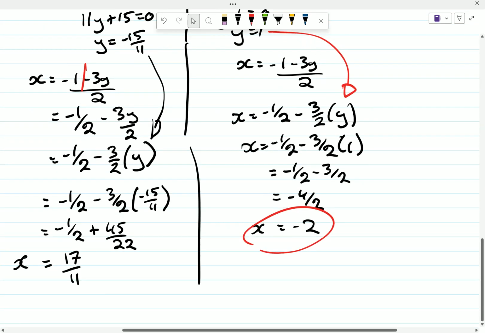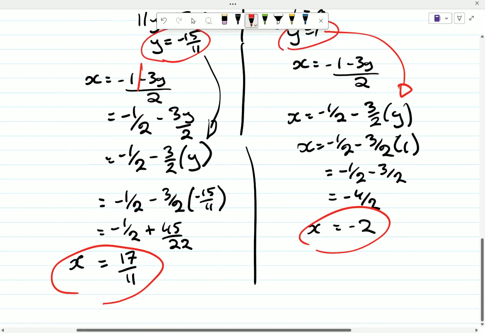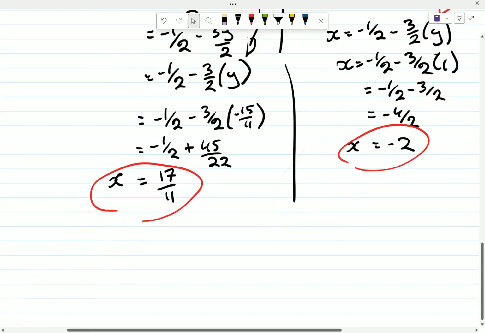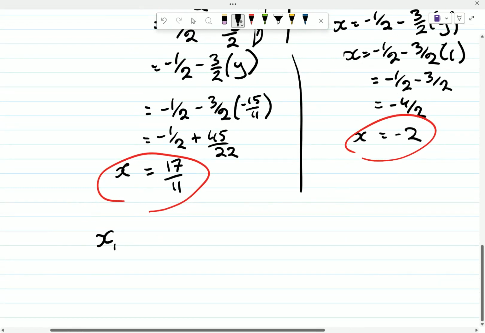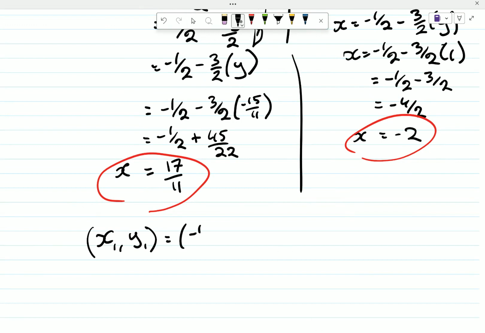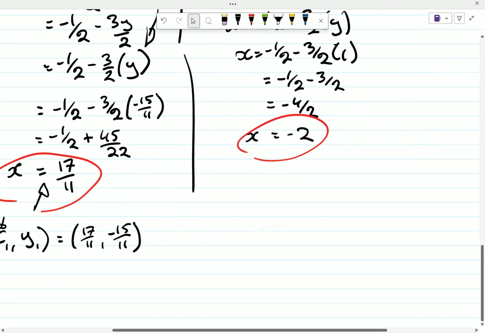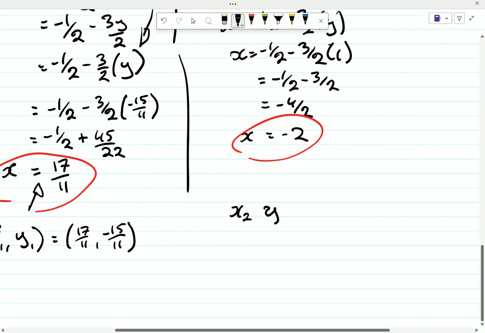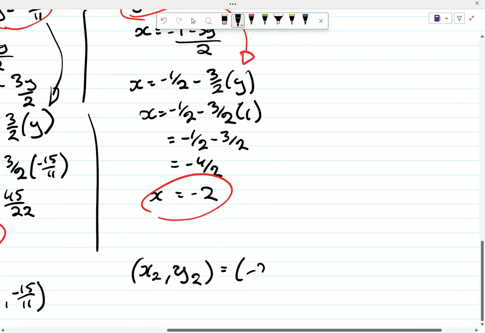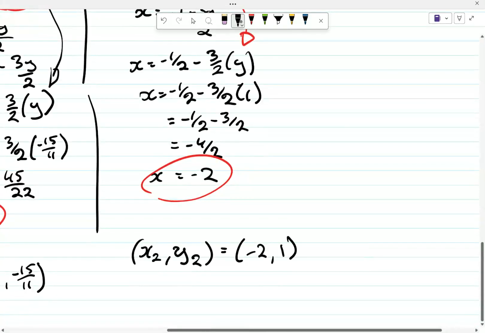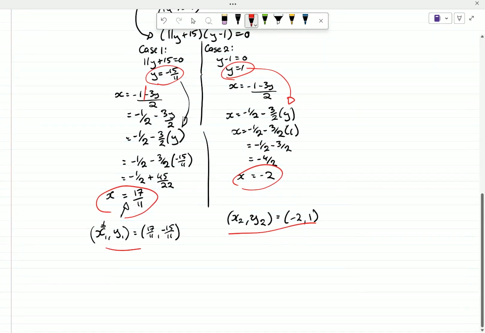So two values of x, two values of y. Like we did before, we're going to want to write them all out. So let's just call this x1, y1. x comes first, so our x here is 17 over 11, and our y comes next, minus 15 over 11. Same here, let's call this x2, y2, equal to x comes first, that's minus 2, and y comes next, which is 1. So those are your answers.